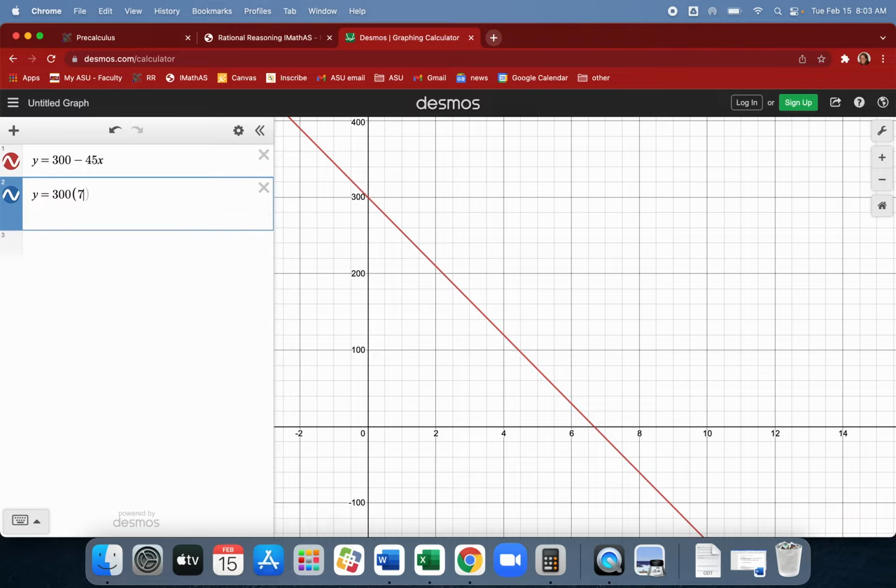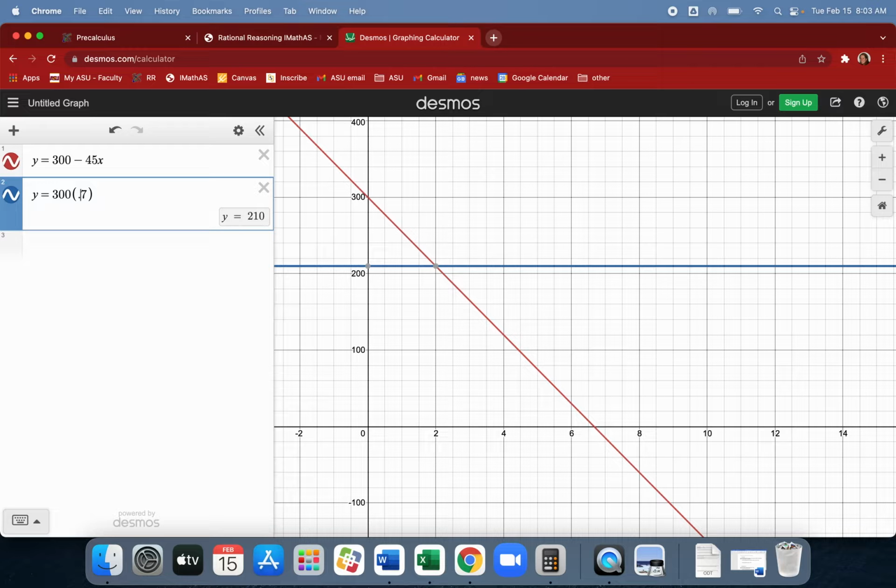After 1 year, that's what I do, right? 300 times 0.7. Now that's just a constant value. That would be 210 all the time. That's not what I want. After 2 years, I want to multiply by that 0.7 again, take that result and multiply by 0.7.